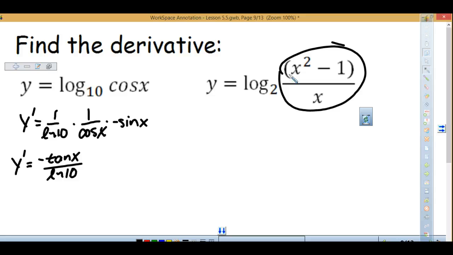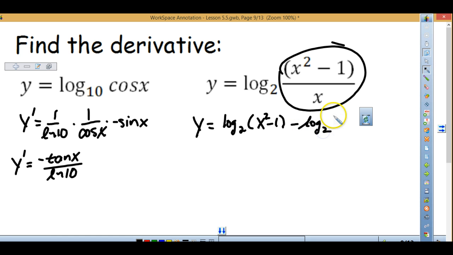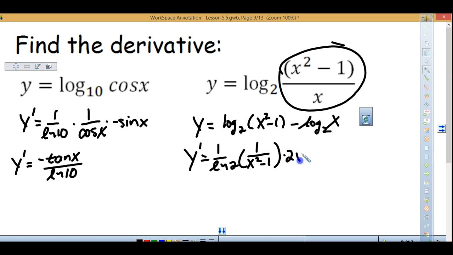Or some other kind of simplifying. I would recommend using the log properties to expand it first. So log base 2 of x squared minus 1 minus log base 2 of x. So I go ahead and take the derivative, 1 over natural log 2 times 1 over the inside, so 1 over x squared minus 1 times 2x by chain rule. So then the derivative of this part here, 1 over natural log of 2 times 1 over x.